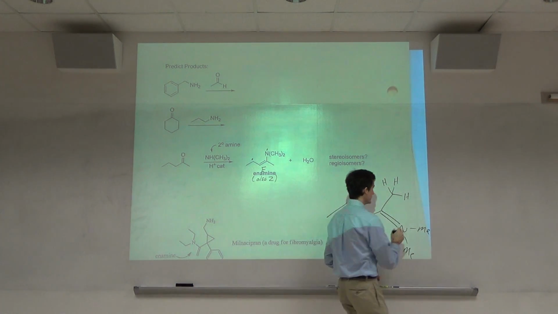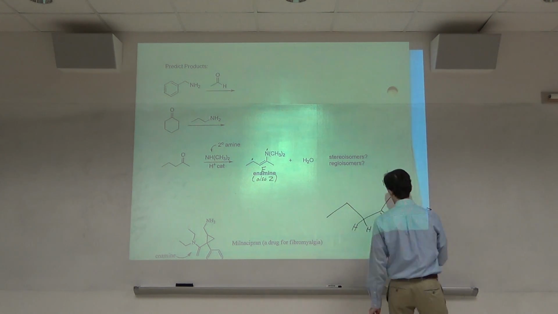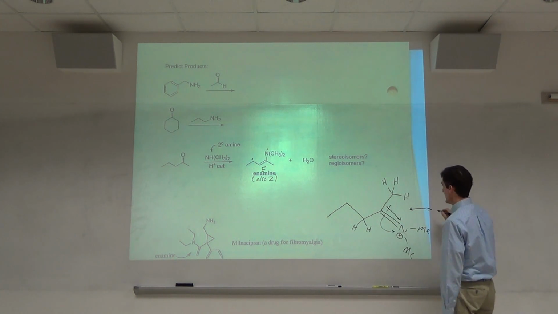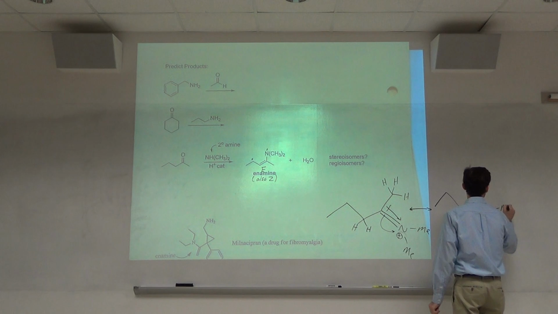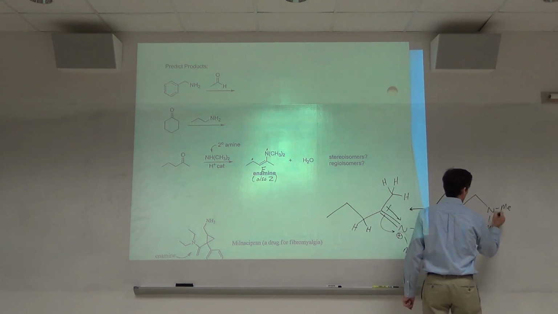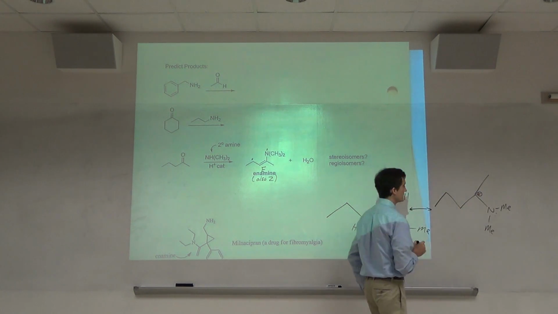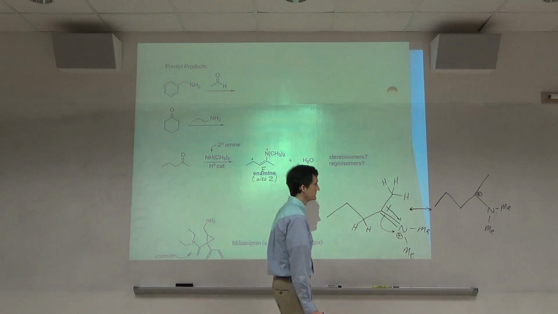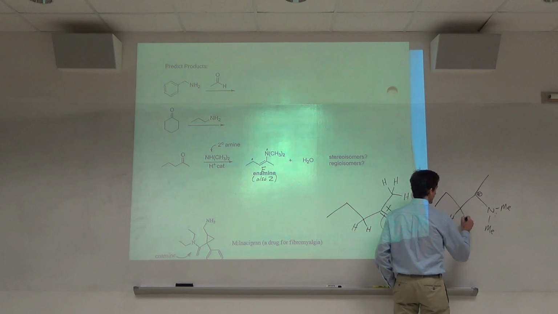By the way, I didn't show resonance structure, but we could show resonance here. These electrons could just move here. That nitrogen does want electrons. We can move them here, and that would give a lone pair on the nitrogen, positive charge there. That's a resonance structure, right? At this point, we can remove the hydrogen.